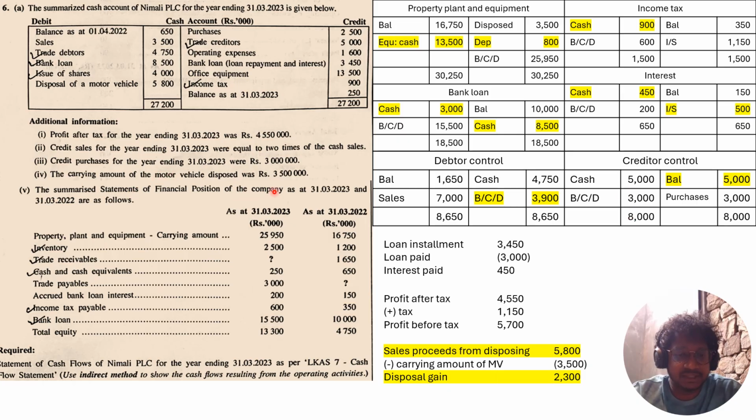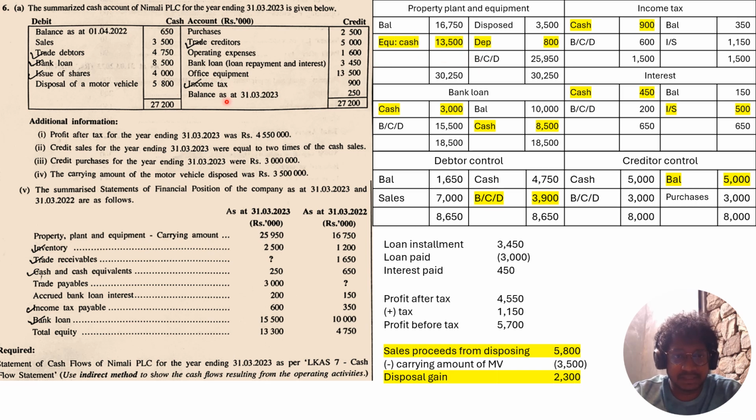The carrying amount of the motor vehicle disposed was 3,500. That amount you should record as the disposed amount in property, plant and equipment. The opening and closing balances are given for property, plant and equipment, and it says you purchased office equipment 13,500. Balancing that, you can find the depreciation value. So why do we need depreciation? Because this is a non-cash transaction, but it's already included when finding the profit before tax. So you have to reverse the entry. That's why under adjustments, you have to add depreciation 800, right?